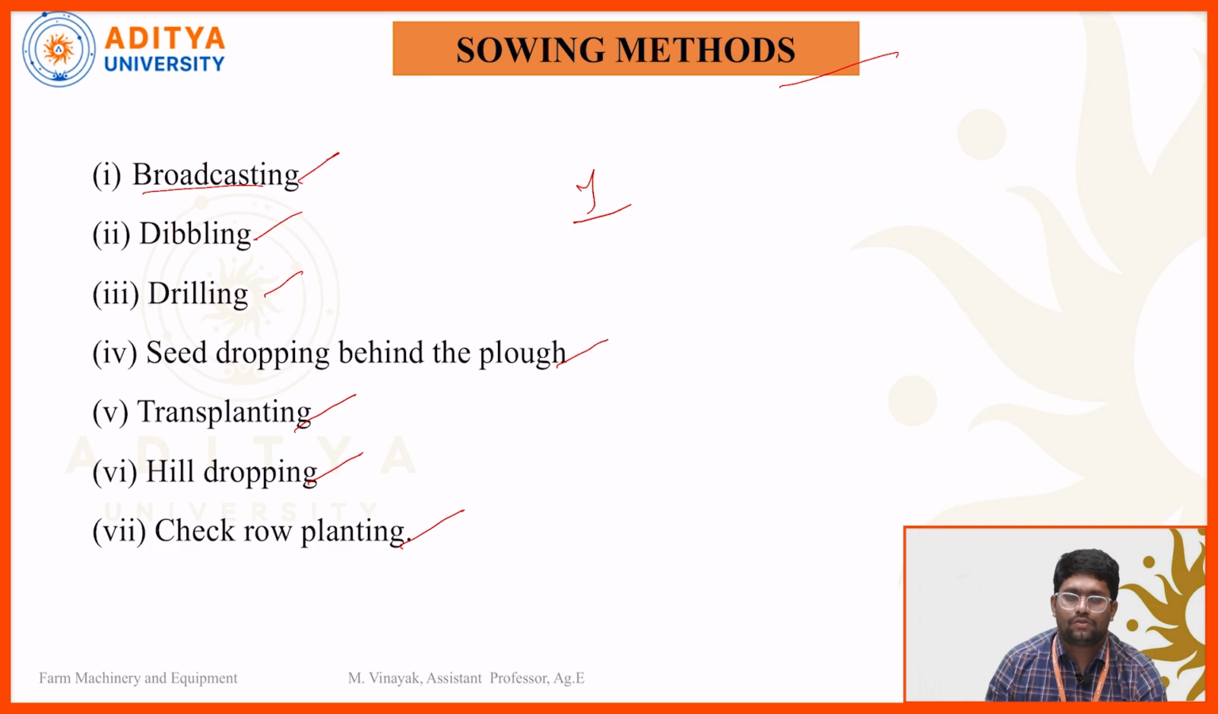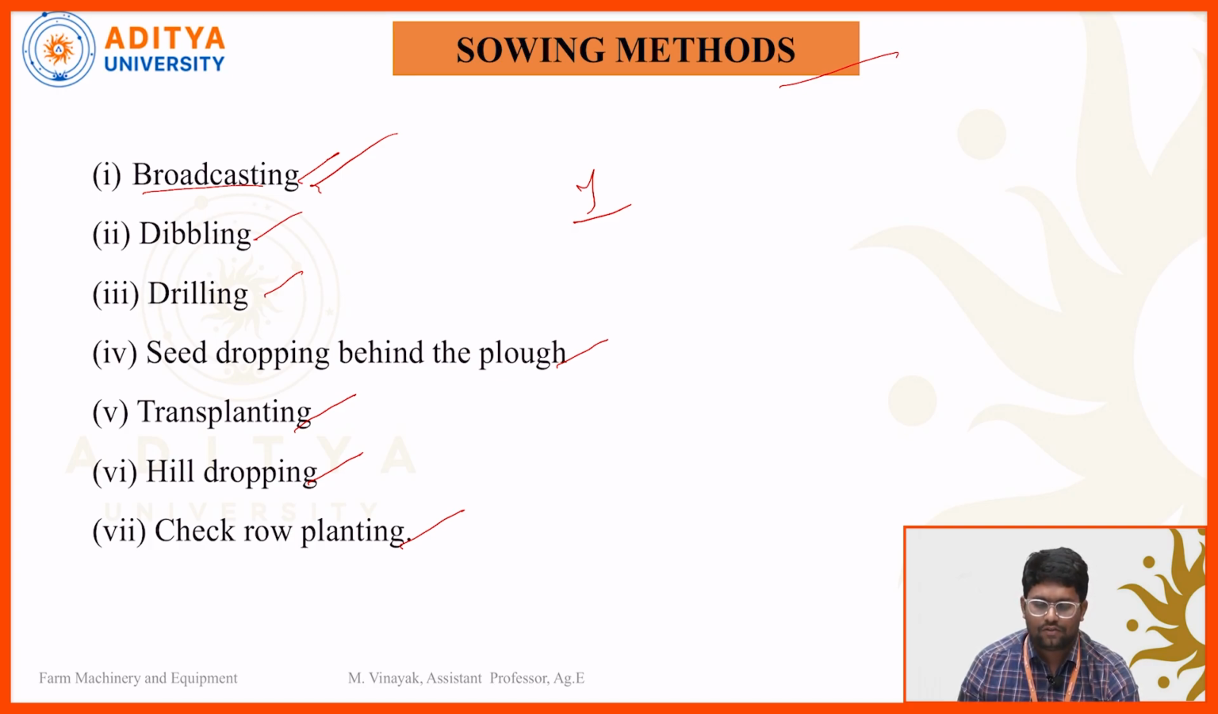Most village farmers use the broadcasting method for crops like black gram and horse gram. After harvesting the paddy crop, we move on to the next crop, so in that situation some farmers use this broadcasting method for sowing. This one is broadcasting.